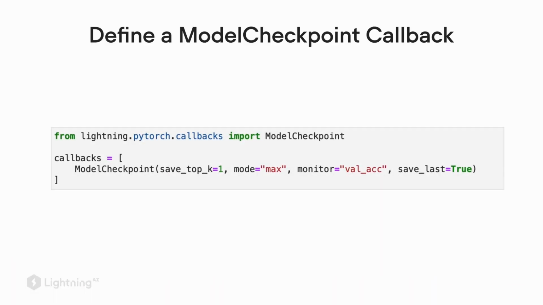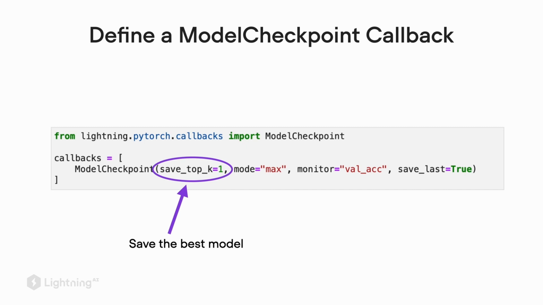For that, we can use the model checkpoint callback implemented in Lightning. Here, via setting save_top_k equals 1, we can save the single best model during training. We could technically also save multiple models, for example the top 3 models, by changing this parameter from 1 to 3 if we wanted to. However, for simplicity we are only saving the one single best model here.